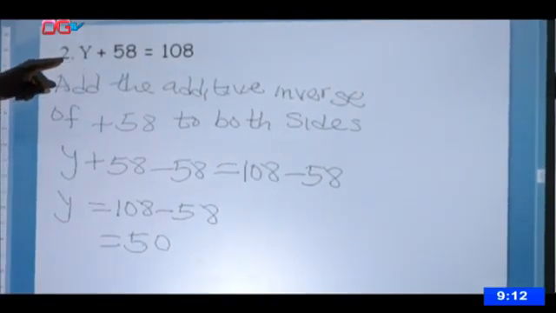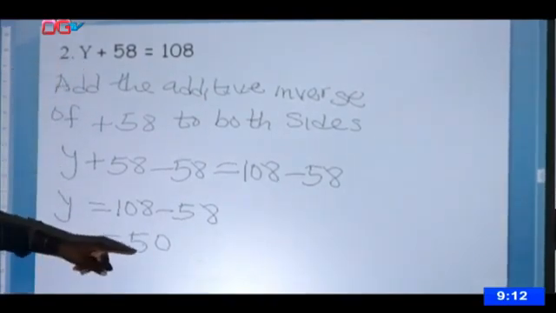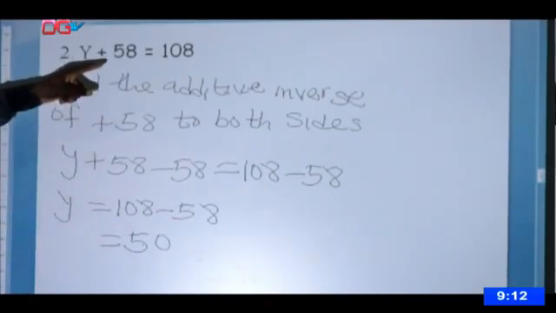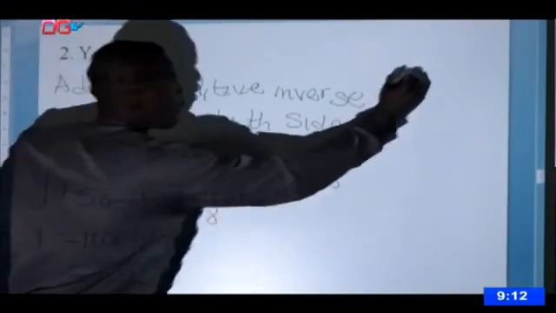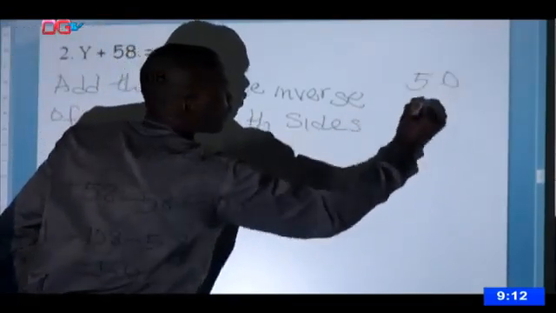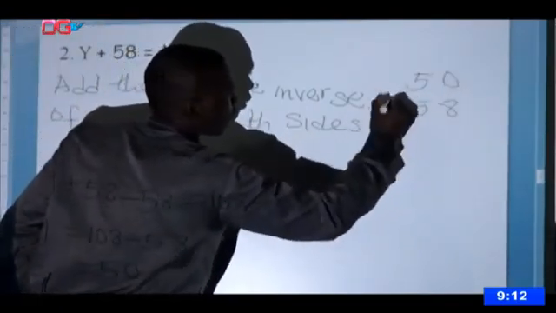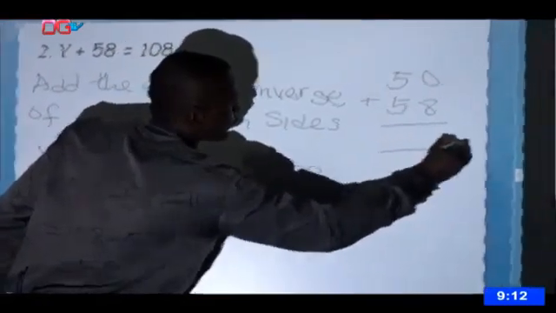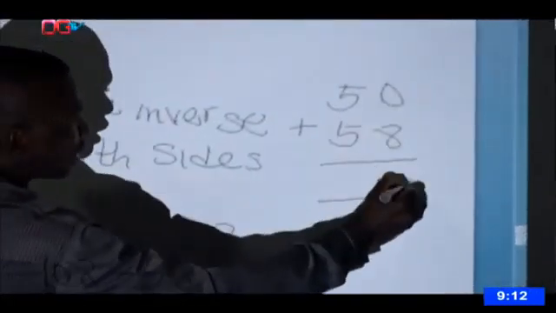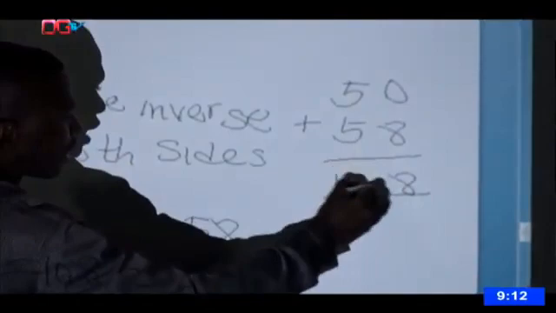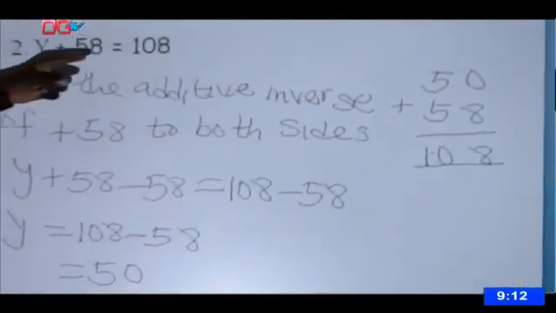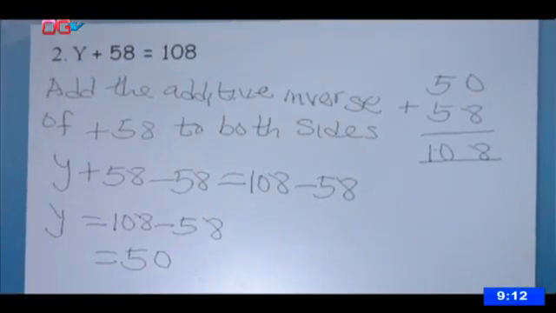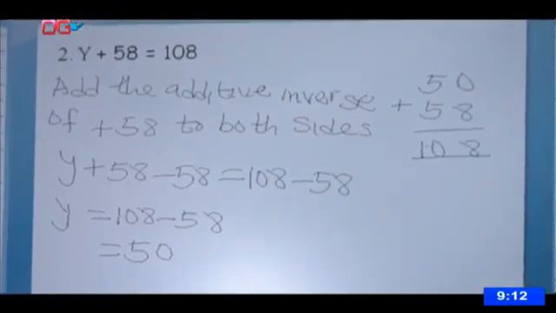How do we check if we are correct? Now let's add 50 to 58. If it's going to give us 108. Now let's check. 50 plus 58. Now this is 8 and this is 10. 108 is correct. Okay?